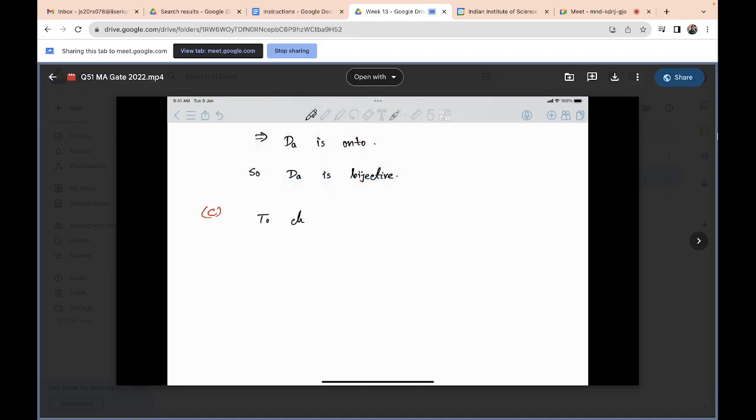So to check whether dA compose dB is d of a plus b, let's check dA compose dB of f of x. View this as a function of some g. So dA of g of x, by definition, is 1 by square root a, that function dB f at the point x by a. This is by the definition of dA.